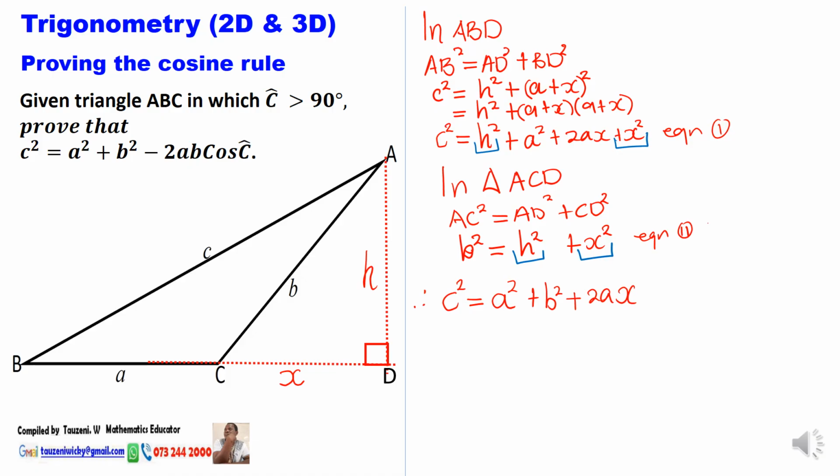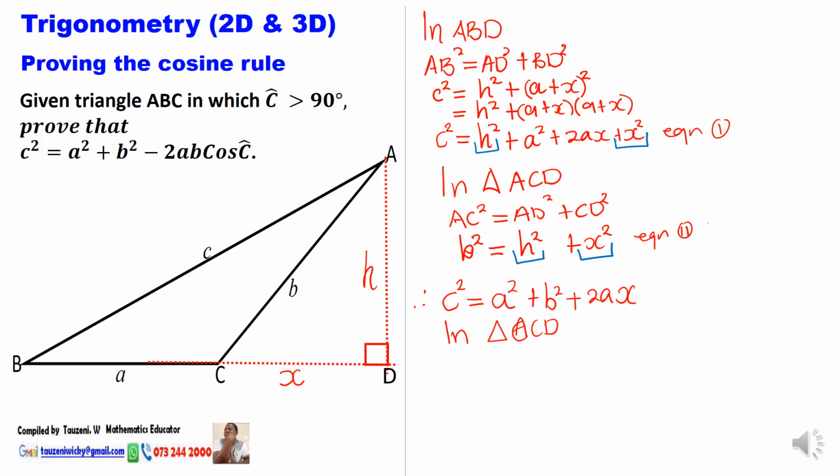Our next task is to remove x from our equation so that our formula may be complete. To do that, we go back to triangle ACD. In triangle ACD, if you look at the triangle ACD, we're going to notice that it is a right-angled triangle.